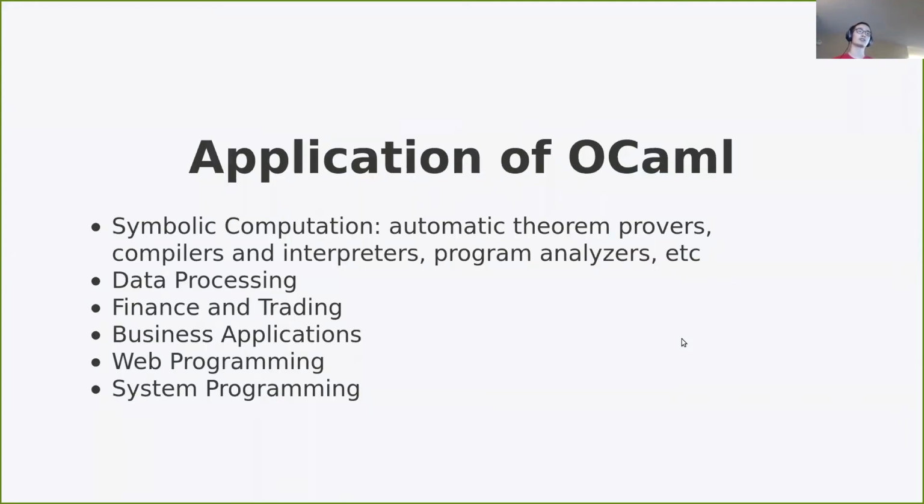So OCaml was initially designed for symbolic computations like theorem provers, compilers, interpreters, static analysis, etc. This is the initial use, and OCaml is really good at this stuff. But people also find OCaml useful for all kinds of applications like data processing, finance and trading, business applications, web. There is a transpiler called BuckleScript that transpiles OCaml into JavaScript. And also even system programming.